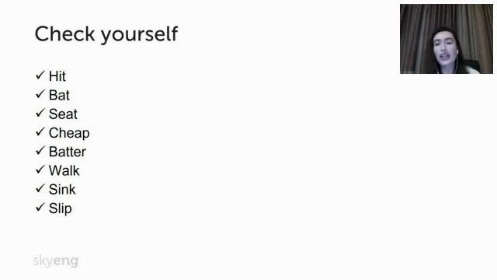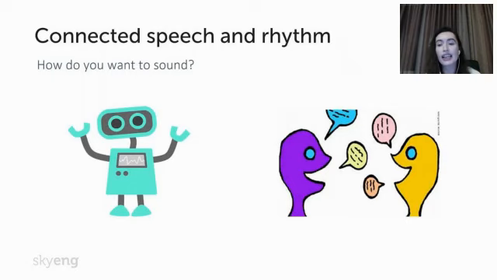Okay. So how to learn English pronunciation and linking words, connected speech and rhythm. And how do you want to sound, like a robot or like a native speaker? And why learn it? If you want to understand and speak spoken English better, and especially if you're going to do an international exam, that is very important.